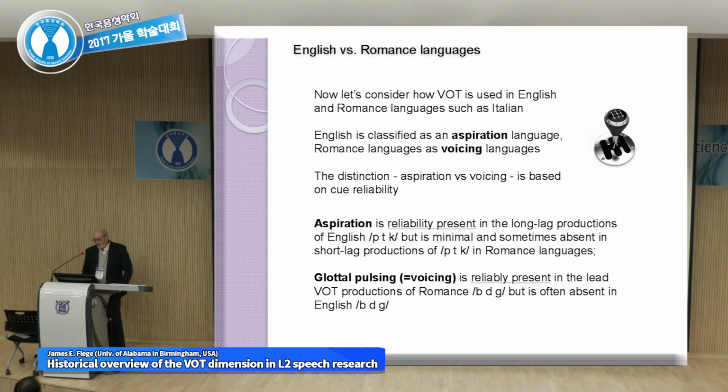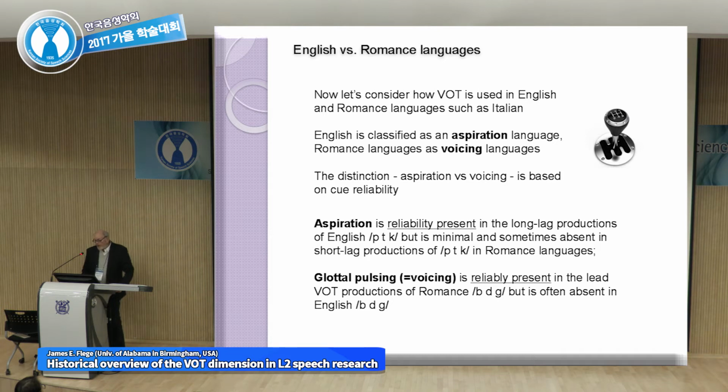English is classified as an aspiration language. Romance languages, on the other hand, as voicing languages. The distinction is based essentially on cue reliability. Aspiration is reliably present in the long lag productions of English PTK, but is minimal and sometimes absent in short lag productions of PTK in the Romance languages.